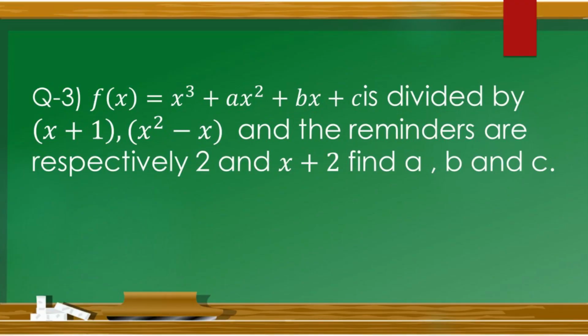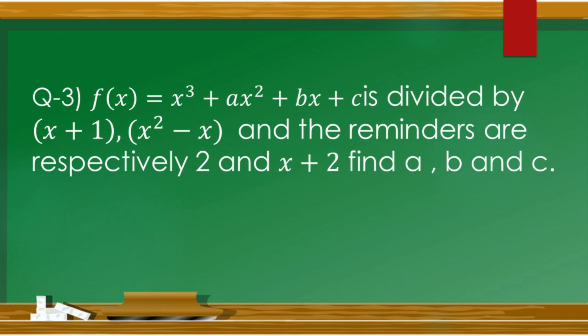Okay children, let's move to another example. The third example: x cube plus ax squared plus bx plus c, which is divided by x plus 1 and x squared minus 1. The remainders are respectively 2 and x plus 2. We have to find a, b, c.